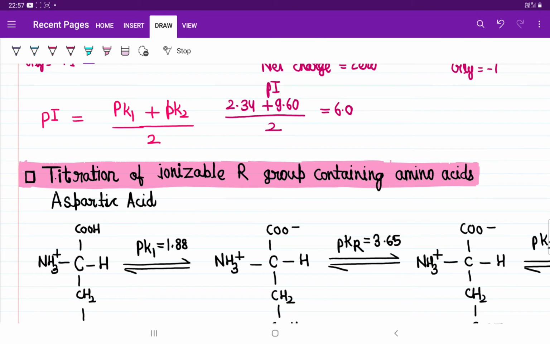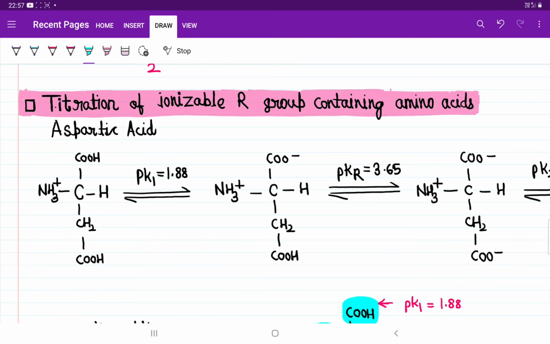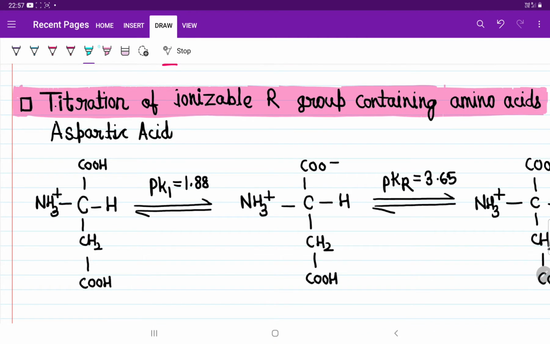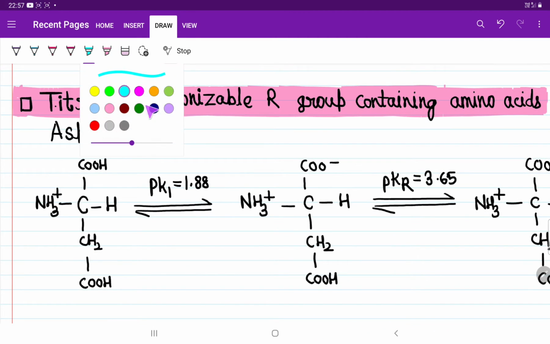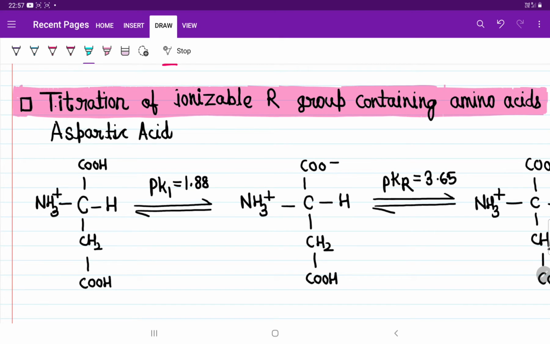Titration of amino acids containing an ionizable R group in the side chain. I'm taking a beautiful example of aspartic acid. You see, students, in our aspartic acid, two carboxylic acid groups are present.